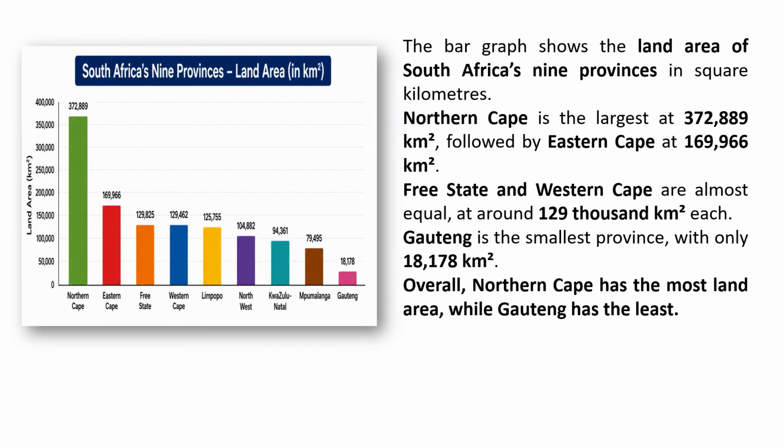Gauteng is the smallest province, with only 18,178 square kilometers. Overall, Northern Cape has the most land area, while Gauteng has the least.